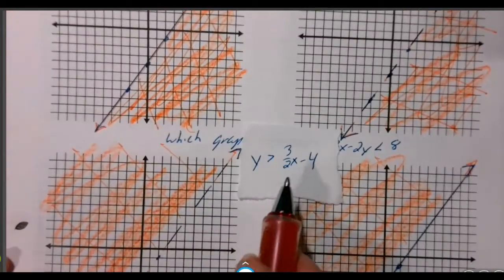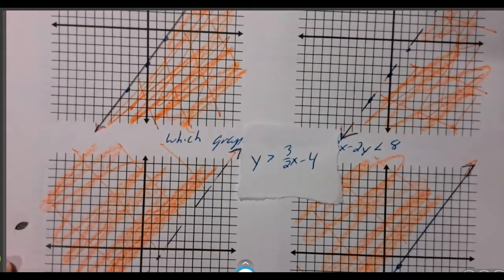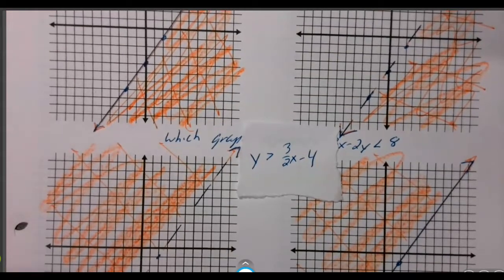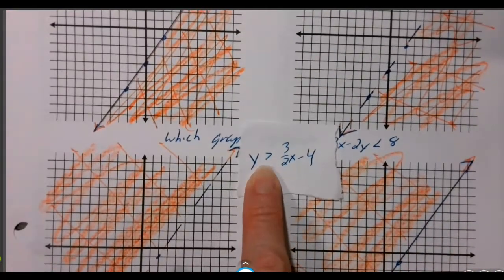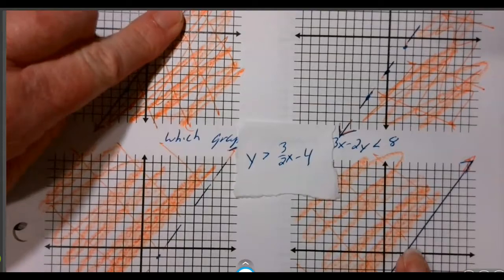So y is greater than. Look at that real quickly. If you want to pause it, figure out which ones can I eliminate right away. Hopefully you notice you can eliminate these 2. These are solid lines. This is a dashed line. So I can eliminate these 2 right away.